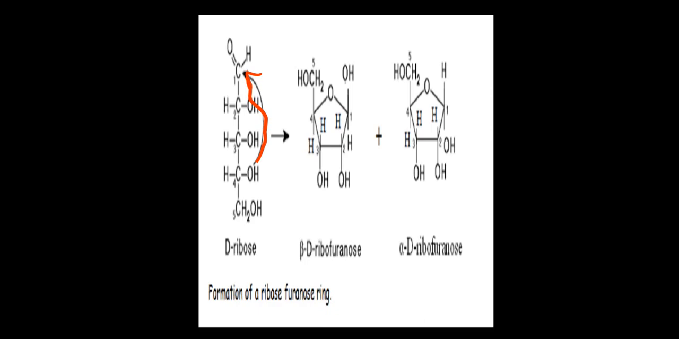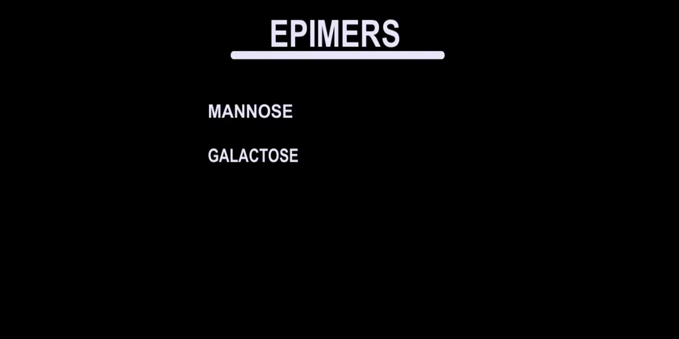Now it can either be a beta or an alpha. A beta, we've said, is when the hydroxide is on top like that, on carbon number 1 here. Then an alpha is when the hydroxide on carbon number 1 is down or below. That's what we're talking about in this case. Now let's talk about what we call epimers.